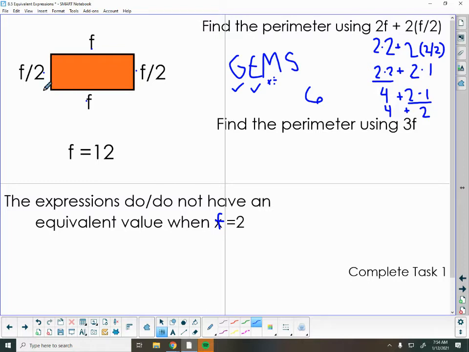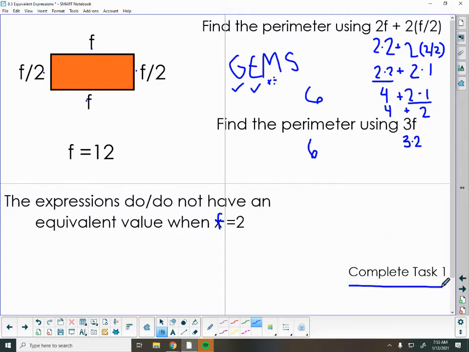Another way we can solve this is to use 3 f's, because here I can see 1, 2, and here's half of an f and half of an f. 2 halves make a whole, so we have 3 f's. That means 3 times 2 is 6. So yes, these two expressions are equivalent and will tell us how to find the perimeter of this rectangle.